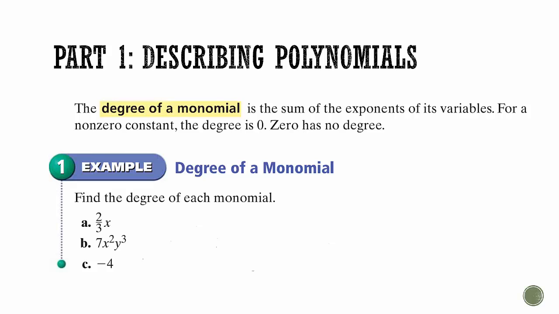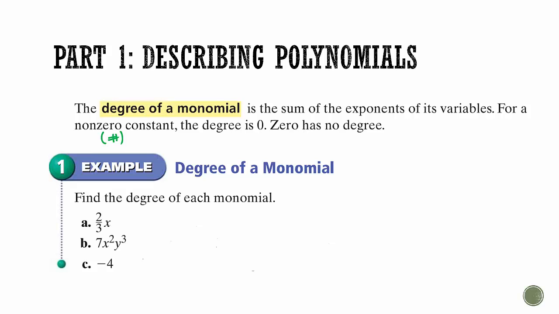So the degree of a monomial is the sum of the exponents of its variables. For a non-zero constant, which is just a number, the degree is 0. And the number 0 has no degree. So a degree is just a way for us to classify these polynomials. Eventually we'll talk about what this does to the graphs of each of these polynomials, but right now you just need to identify the degree.